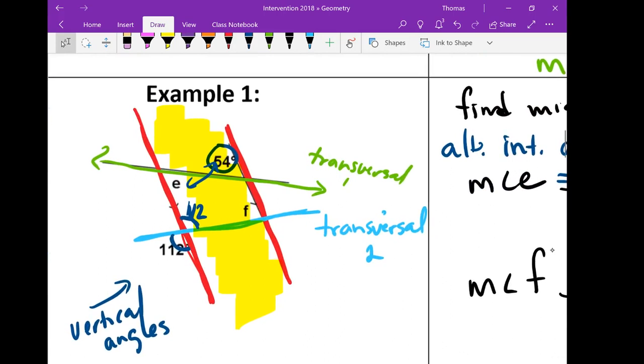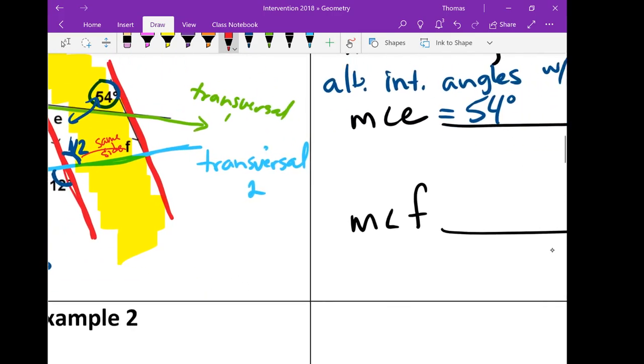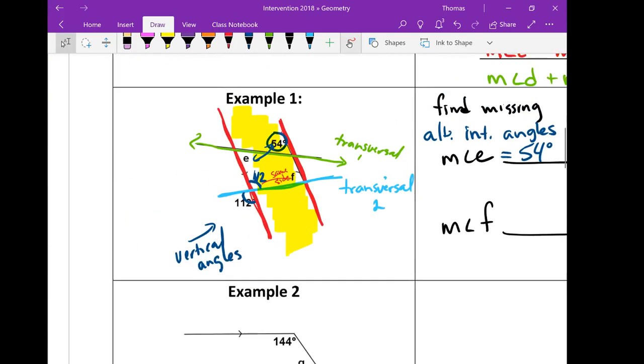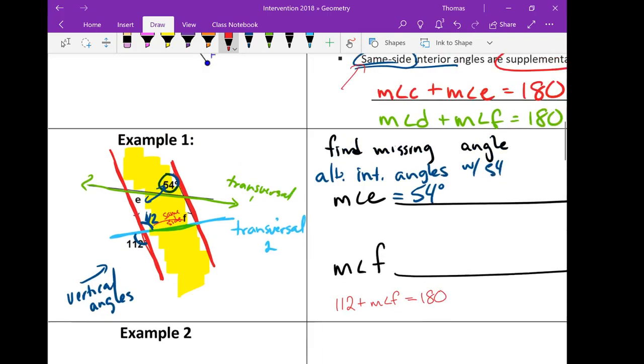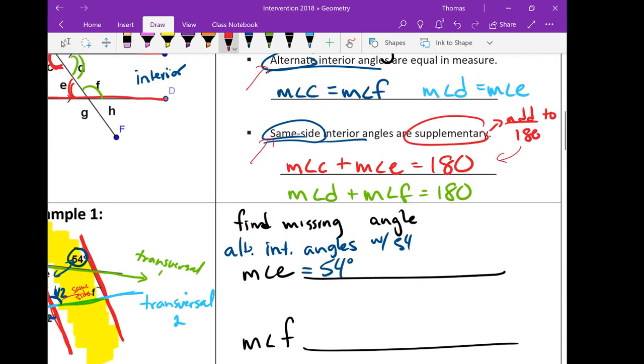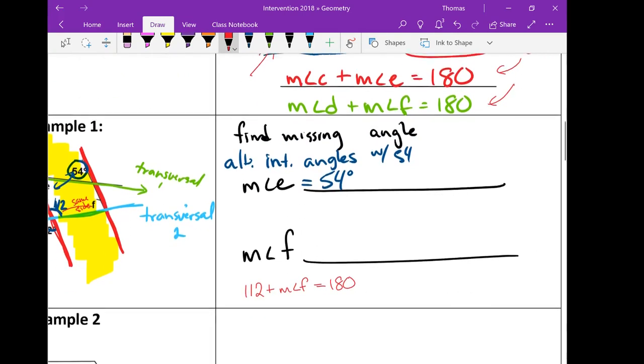112 and F, well, they're both on the top of this transversal. They're on the same side. Same side. So that means they are supplementary. So if I want to write an equation for that, supplementary means they add up to 180. 112 plus measure of angle F needs to equal 180. We wrote an equation for it just like we did in our first example.